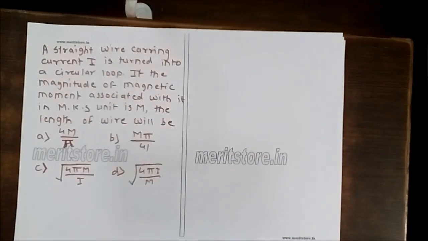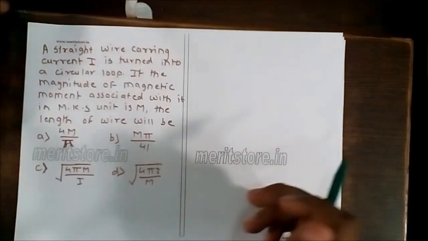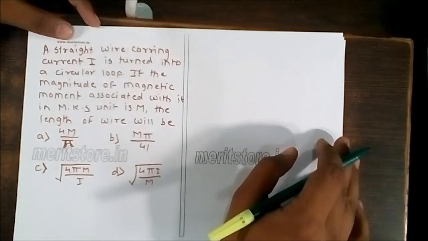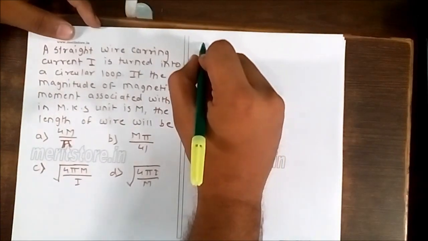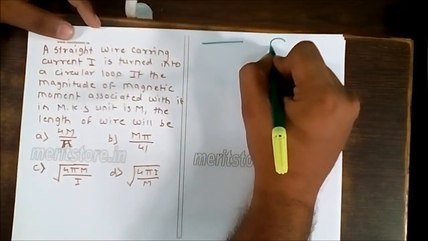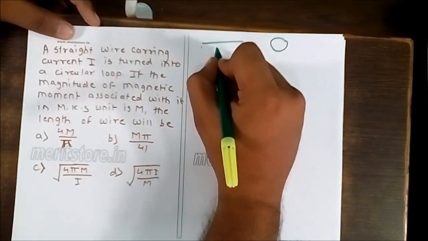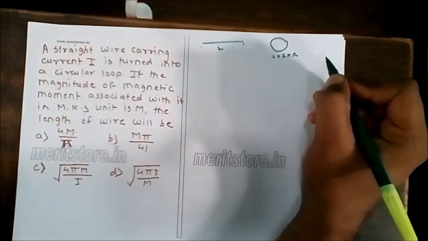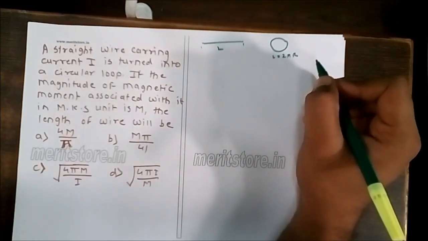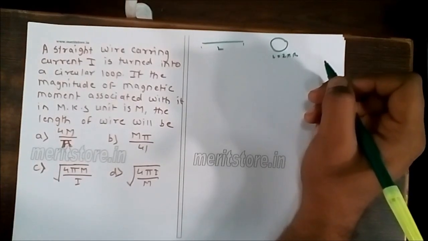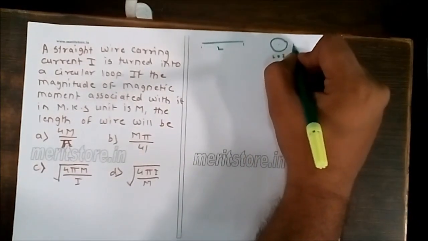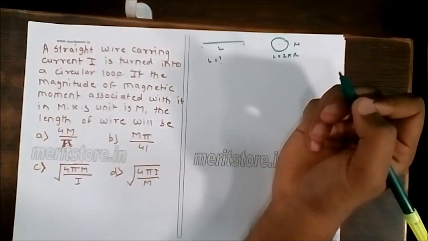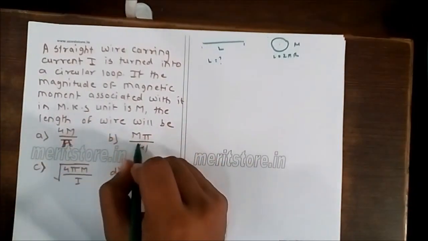The next question. A straight wire carrying current I is turned into a circular loop. Okay, so I have a wire which has been turned into a circular loop. So the length is L. Here L is equal to 2 pi r. If the magnitude of magnetic moment associated with it in MKS unit is m, so I would say magnetic moment is m. What is the length of wire? So here we require an expression.